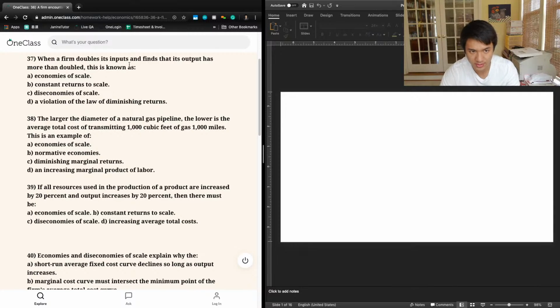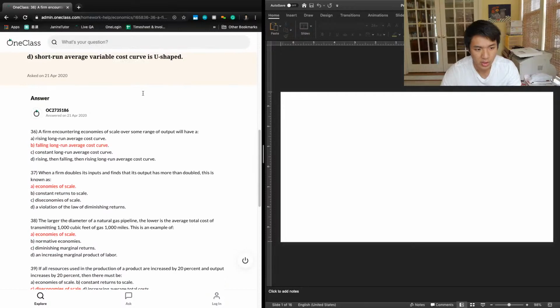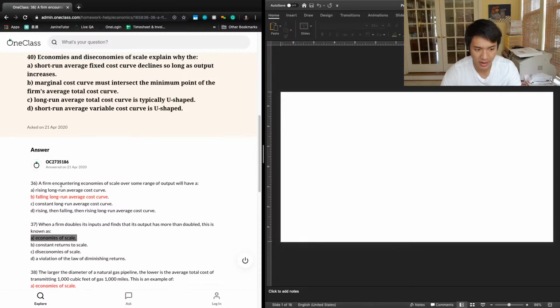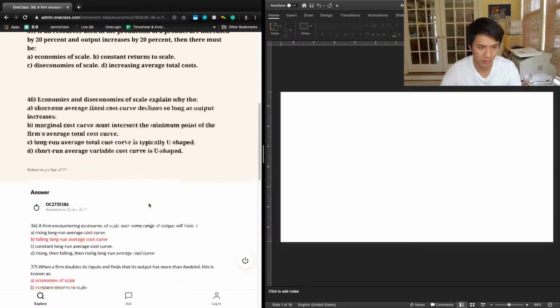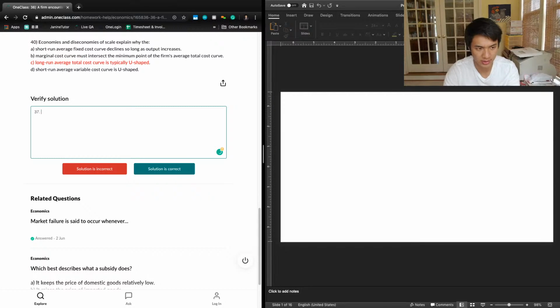When a firm doubles its inputs and finds that its output has more than doubled, this is known as a violation of the law of diminishing returns. So the previous tutor put economies of scale, and that's going to be a hard one for me to agree with, just because, again, economies of scale refer to a situation in which increasing output decreases costs, and we have no mention of whether or not costs have increased or decreased in this question. And so, moreover, D seems to be clearly correct when we look at the fact that the law of diminishing returns says that something that is laid out in this problem would not be possible. So we're going to have to correct that, and I'll write a quick addendum here. 37, D is the right answer.